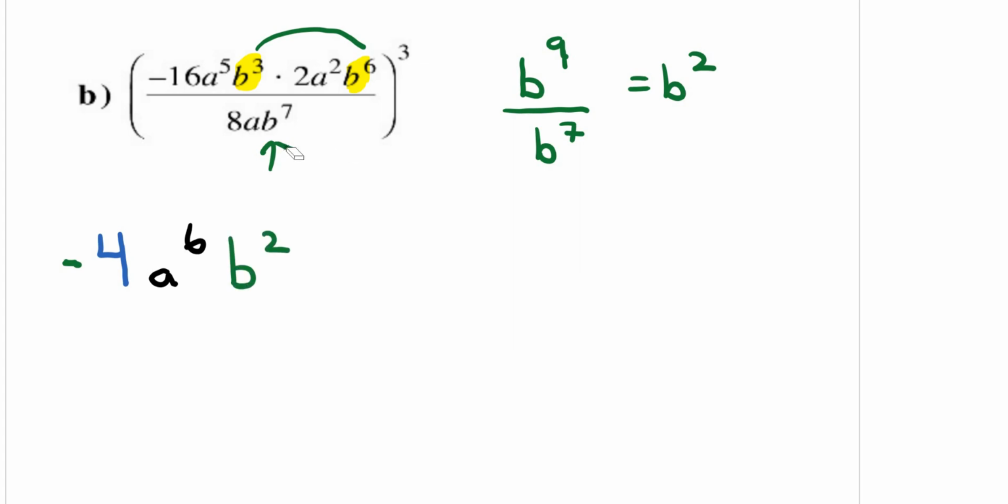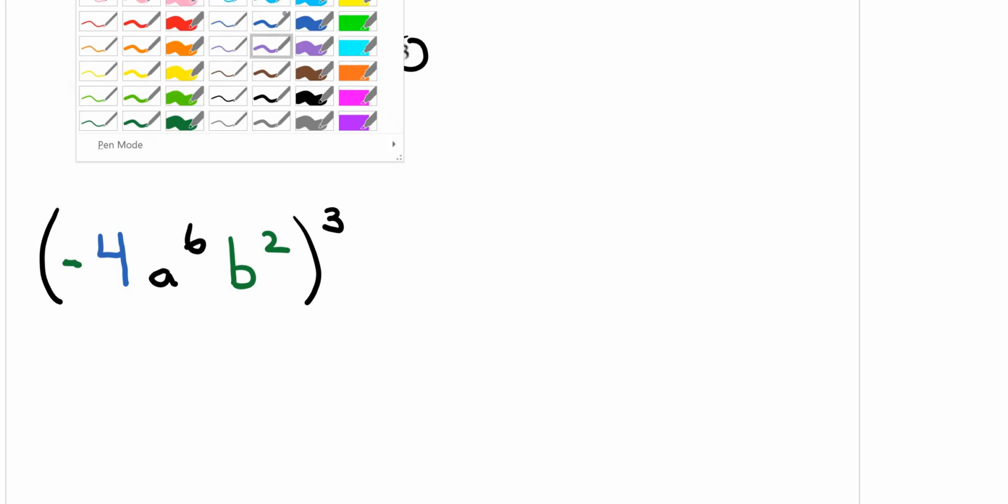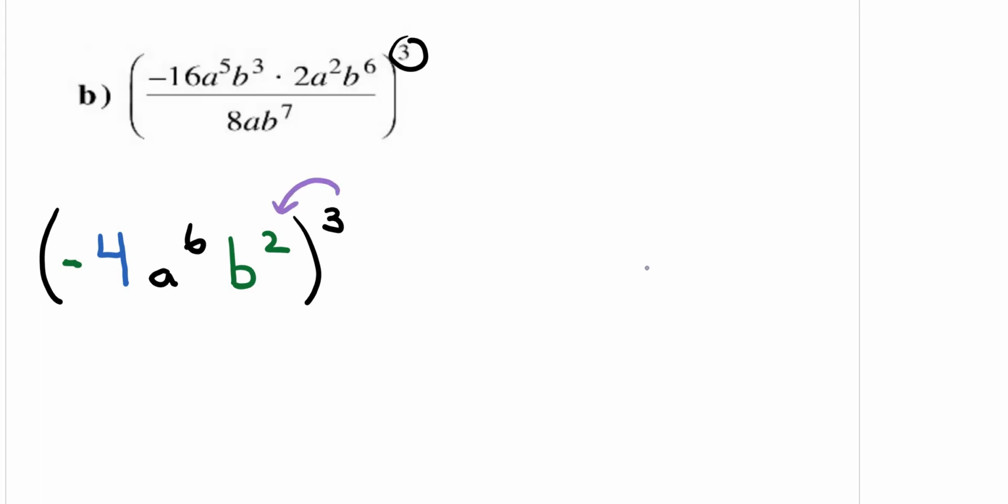All right, so that's how you simplify the inside expression. You multiply the numbers with the numbers, divide the numbers with the numbers, and then you multiply and divide the same common variables. And now this is being raised to the power of 3. That's what I mean by attacking the inside first. And now we can go backwards. 3 times 2 is 6, so I have b to the power of 6. And then 3 times 6 is 18, so a to the power of 18.